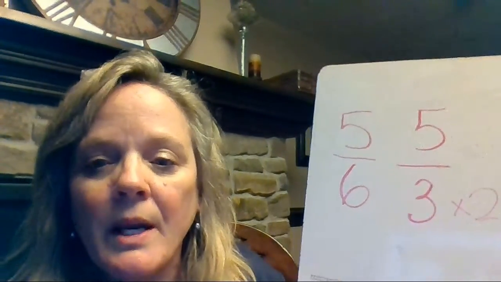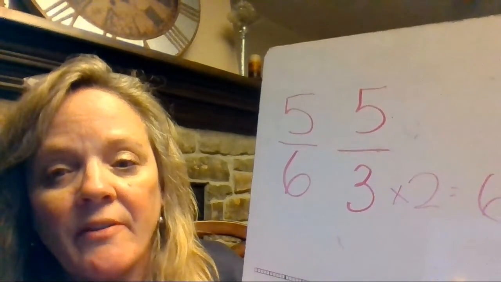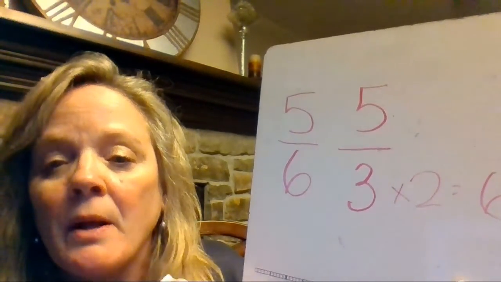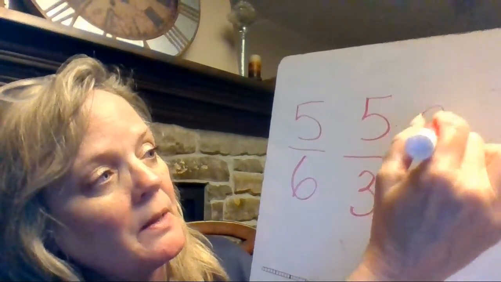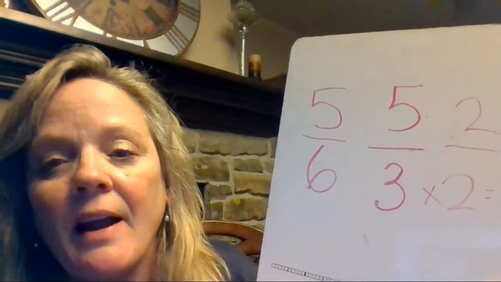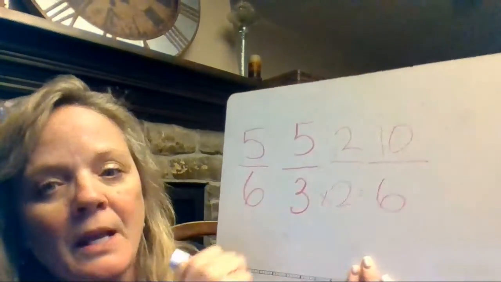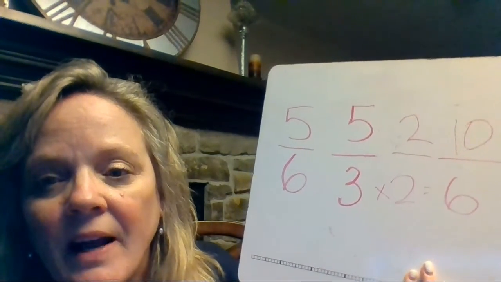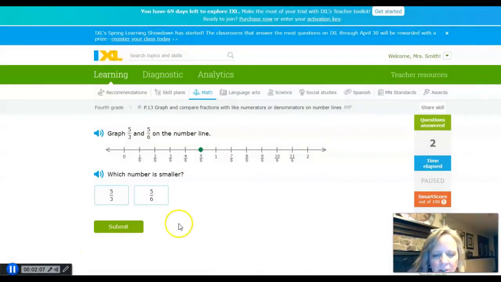Now we know that we can multiply a number by the number 1 and it doesn't change the value. So if I multiplied the bottom by 2, I have to multiply the top by 2 because 2 over 2 equals 1. So now I take 5 and I multiply that by 2 and that equals 10. So on my number line, I need to find 10/6. So I go and I look here at my number line and I can find 10/6.